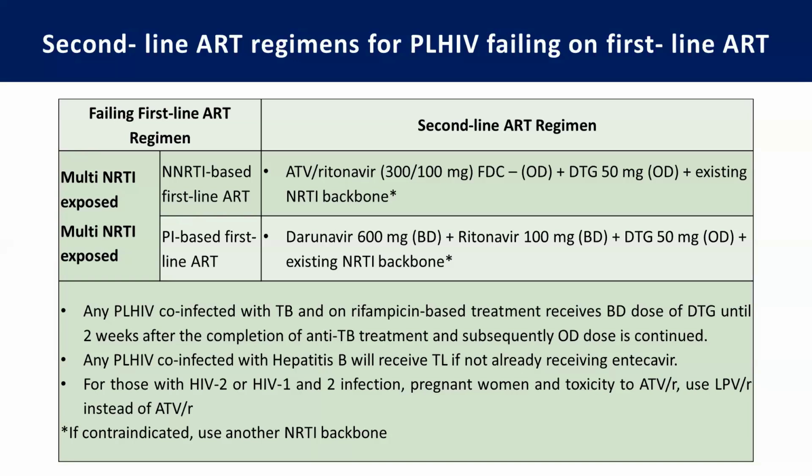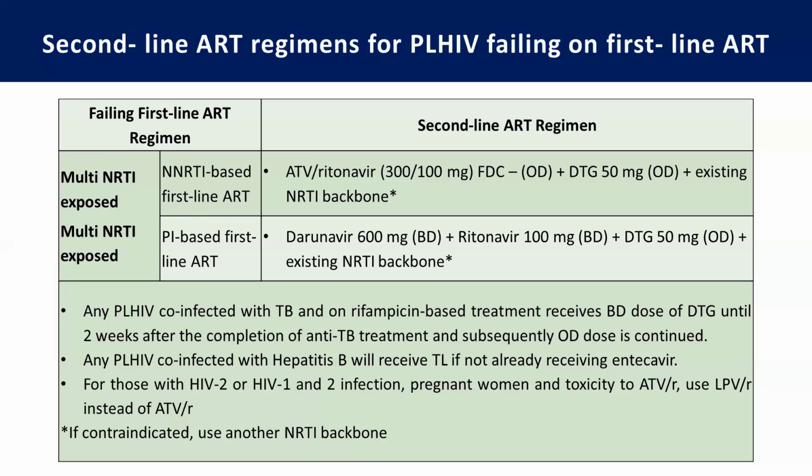All the NRTIs are exposed. So here, it will be DTG 50 mg OD, ATVR plus existing NRTI backbone. Whatever existing, suppose the patient is now on TLE. So TLD with ATVR, that will be the second line regimen.